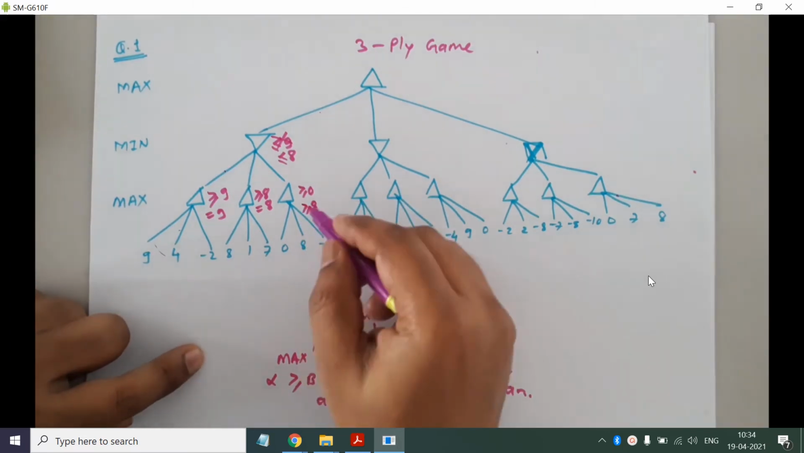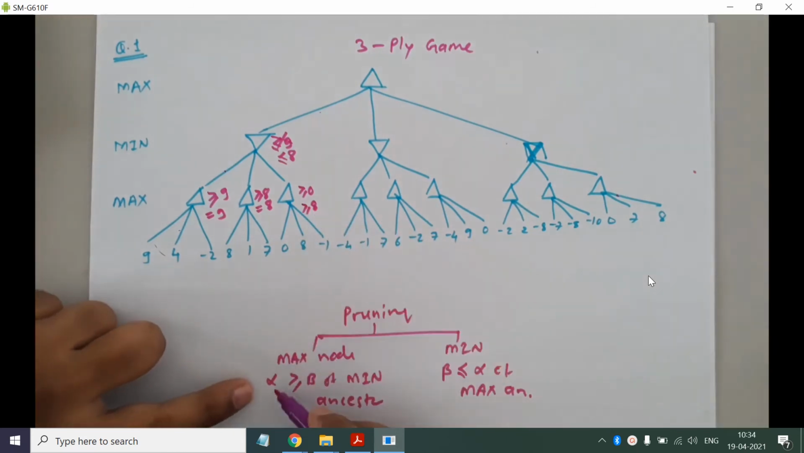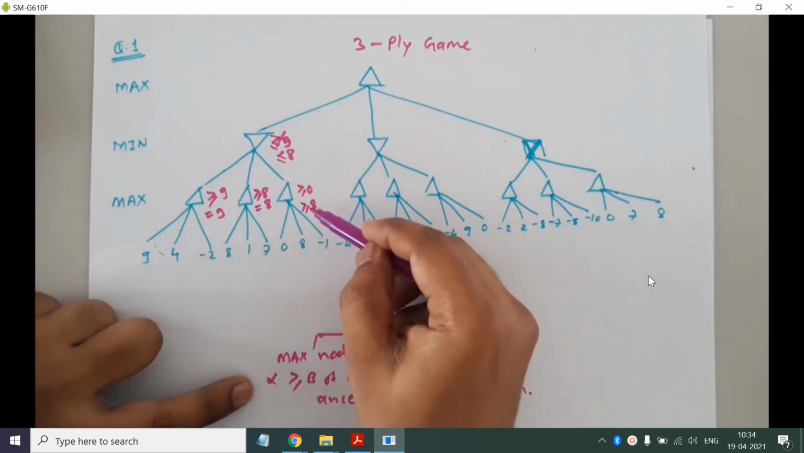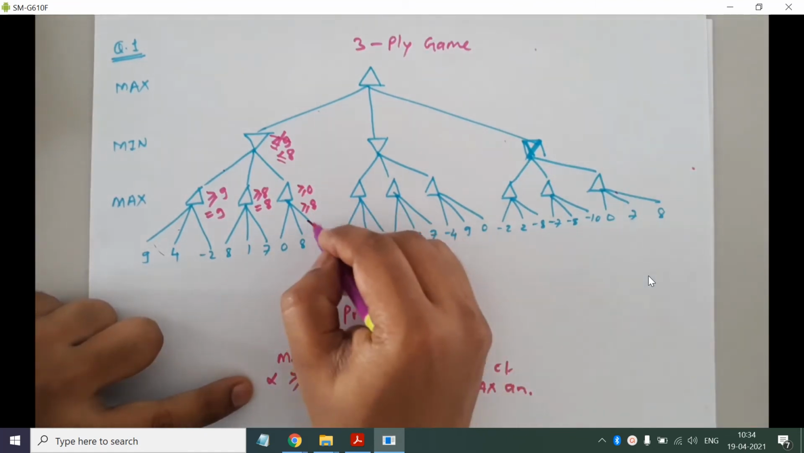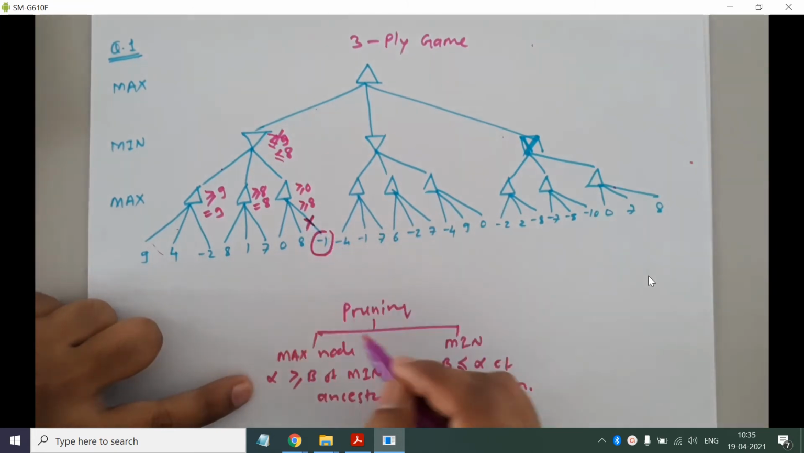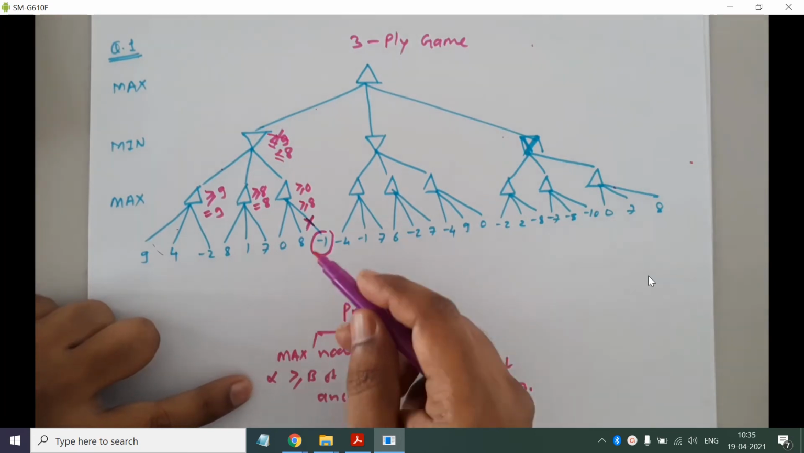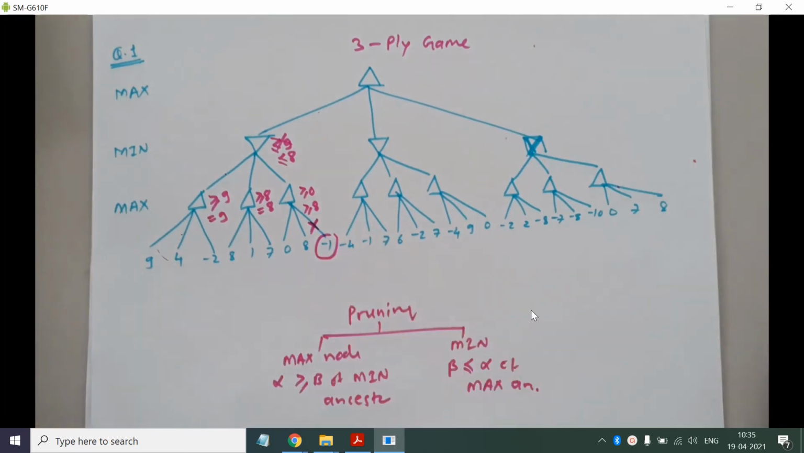Now let us check whether pruning is possible now. So here we have 8 greater than or equal to 8, yes, right? So prune this branch. This node is pruned, no need to visit this node. So one node is pruned.